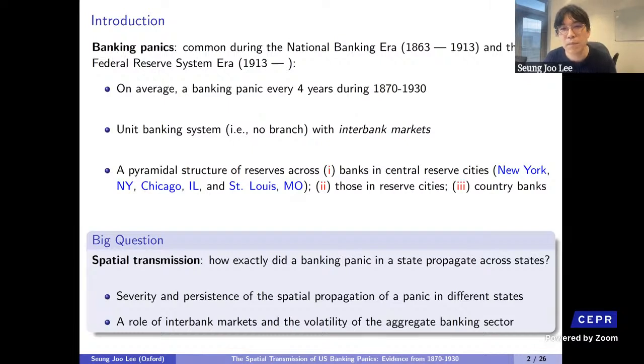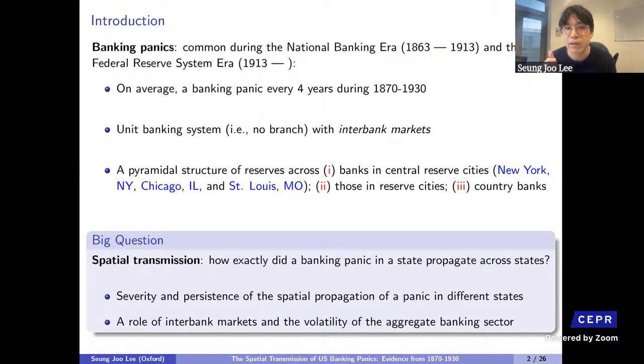The problem at that time was that in the United States we had a unit banking system, which means that each bank had no branch outside their state border. So they could not expand their business. But the economic size of the United States was growing quite fast. Banks had to rely on their own market, which we call the interbank market. And the institutional aspect of this interbank market was like this.